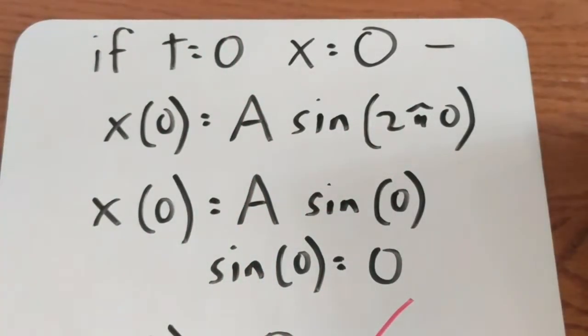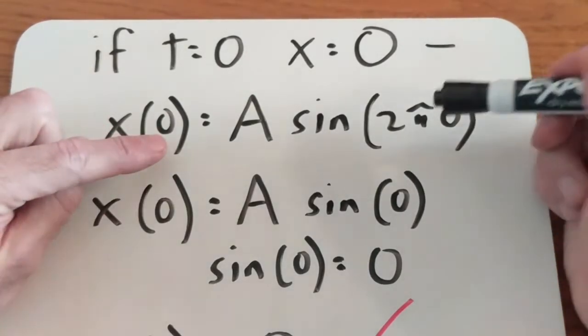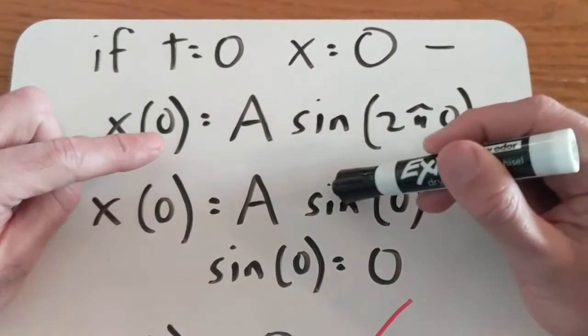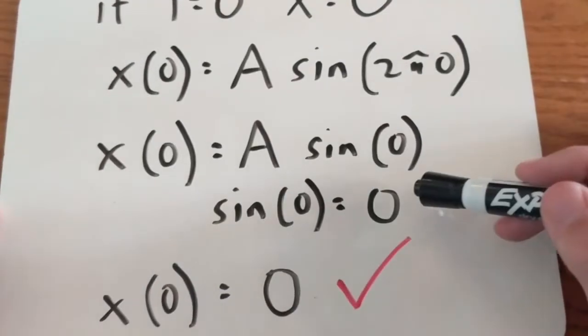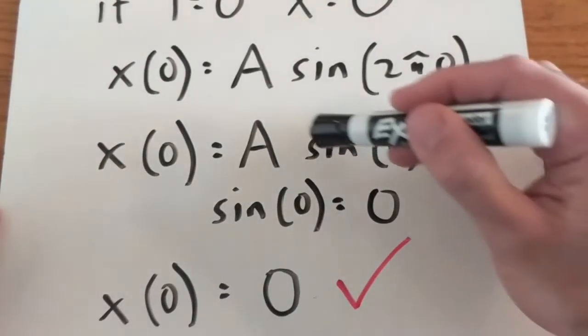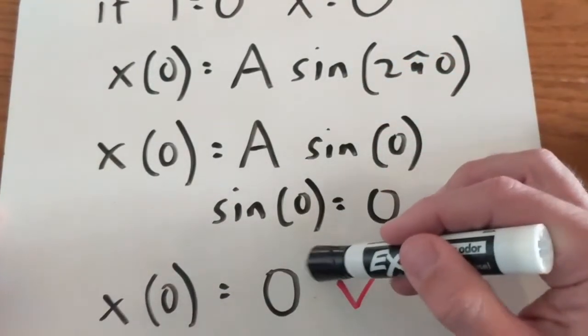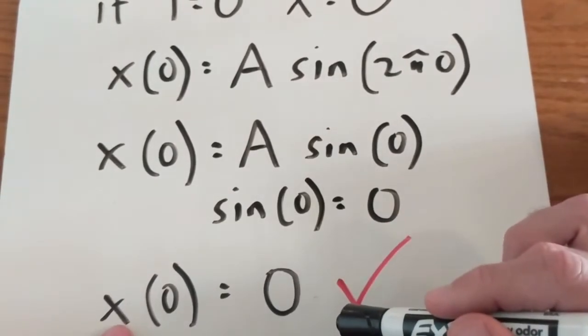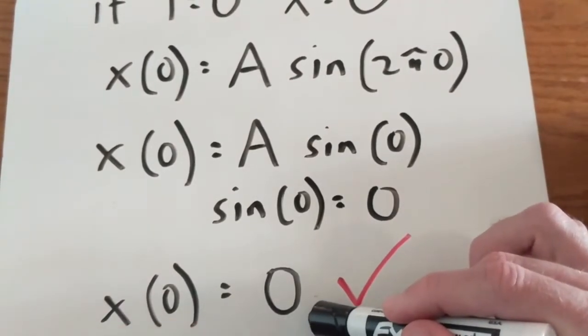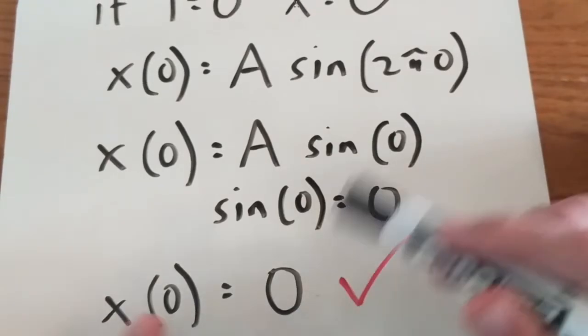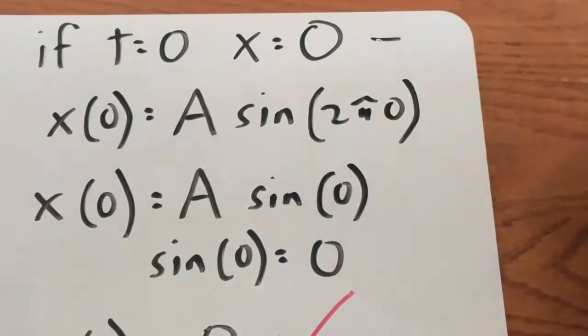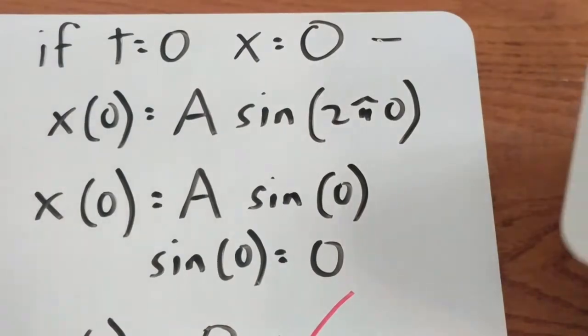So if we do that, t is 0, so 0 goes in there. So that means sine of 0. Well, what's sine of 0? Sine of 0 is 0. 0 times A does give me 0. And in other words, its position at time equals 0 is 0. So it depends on these two conditions, or the initial condition, on which one you use.